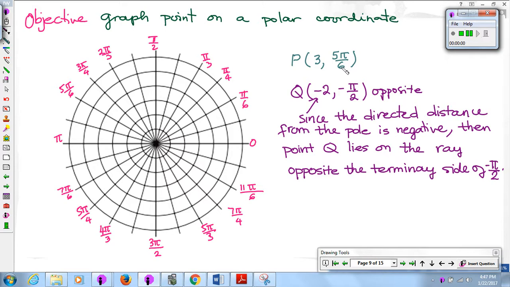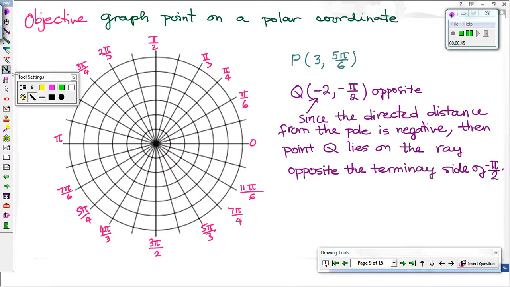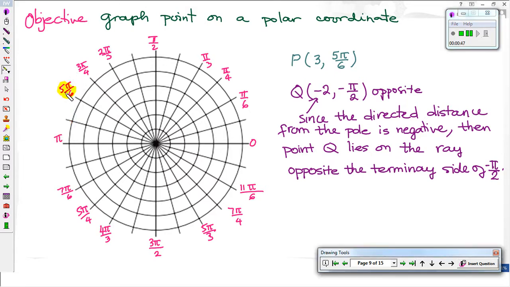The first thing we are going to do is start with the angle 5 pi over 6. From the polar axis at 0, we go counterclockwise and look for 5 pi over 6. So now we found the angle 5 pi over 6. I'm going to go ahead and highlight it so that you see. Now the next thing we are going to do is count the distance from the pole to get 3 units. We have 1, 2, 3. So that will be point P.